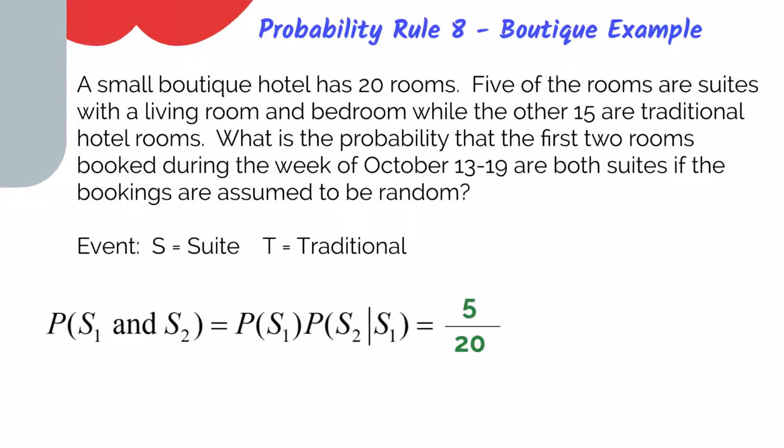Now, because we want to know about 2 rooms, we must multiply it by the second event, which is the second booking. We now must change our numbers because the first room is already booked. We must take it out of our possible outcomes. So we have 1 suite already booked, which leaves 4 suites available to be booked. Also, since we've already booked 1 room, that leaves 19 rooms remaining. So my second event is 4 suites out of the 19 remaining rooms available in the hotel. When we multiply our fractions across, we get the probability that our first 2 rooms booked in October will be suites at 0.053.